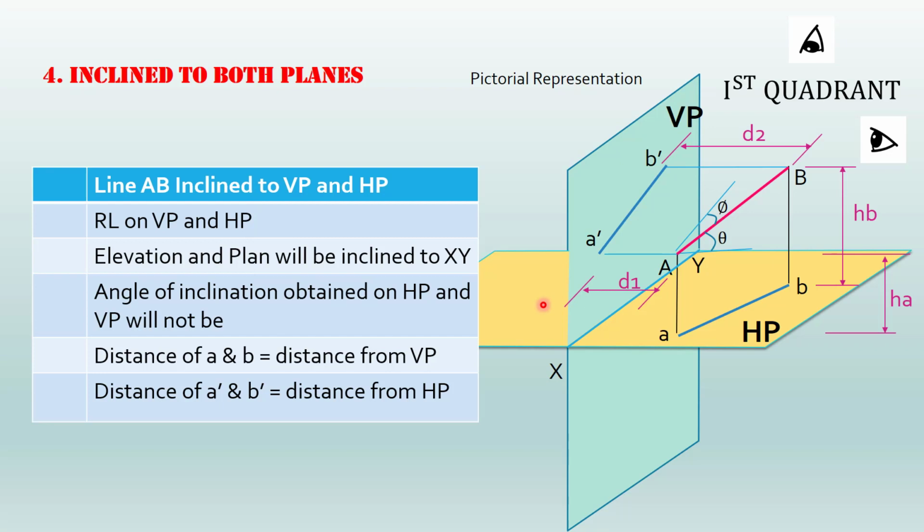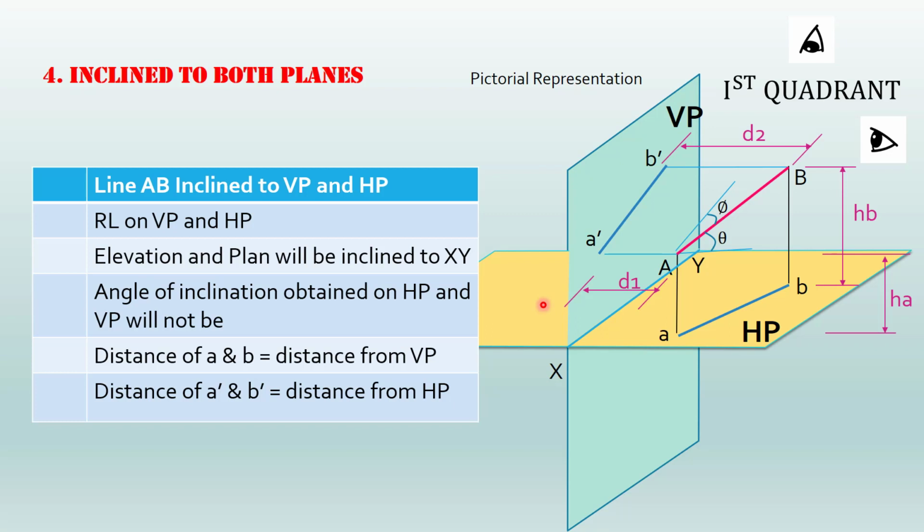So these are some of the points to be remembered. If the line is inclined to both VP and HP, we will get reduced length on VP and HP since the line is inclined to both the planes. That means the elevation and plan will have a length which is less than the original length. Now, both plan and elevation will be inclined to XY, and the angles of inclination obtained on HP and VP will not be true angles.